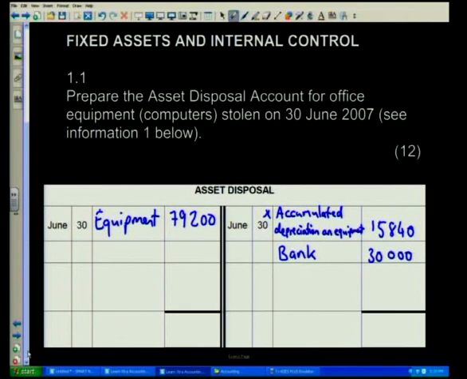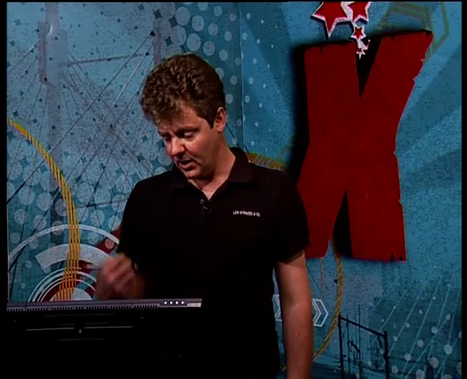Now we should be able to see that the two sides don't balance. The debit side is 79,200. The credit side is about 45,000 and something. So what we need to do is calculate whether we have made a profit or a loss on the sale of these assets. Of course, it's not a sale once again, but you can treat it as if it were a sale to work out what loss you have made.